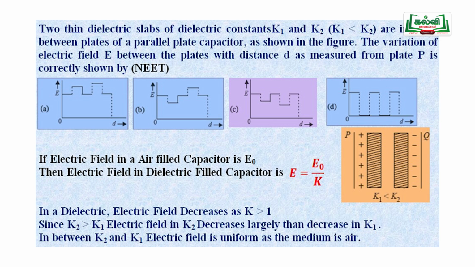So, its electric field will decrease. Next I am moving into the middle air, the electric field is constant. Next I am moving into another dielectric of dielectric constant K2 greater than K1. So, electric field will decrease to a large extent. So, of the 4 options, figure C represents the exact answer.